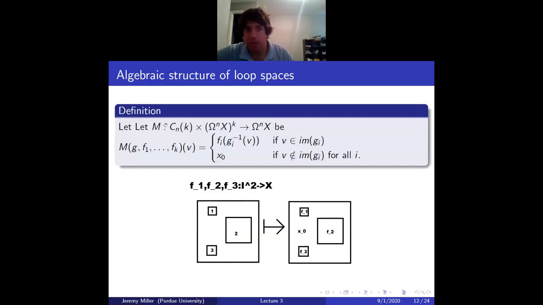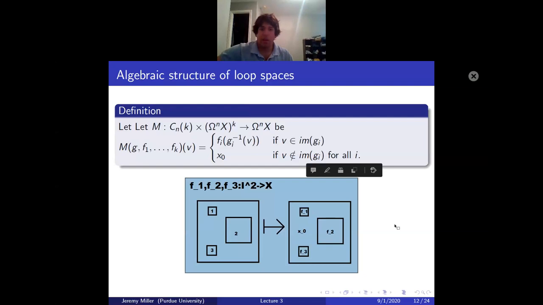That's what this map M says. Given a collection of cubes in a cube, and given a collection of maps from cubes into X, I need to give you a new map from a cube into X. So, given a collection of cubes and a collection of maps from cubes into X and a point in a cube, I need to give you a point in X.